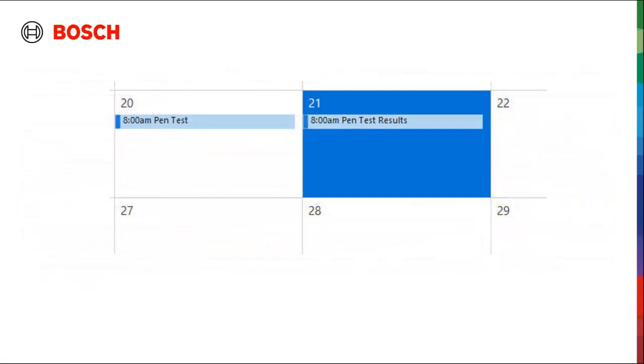So if the scheduling on your Outlook calendar looks like this, something's not right.